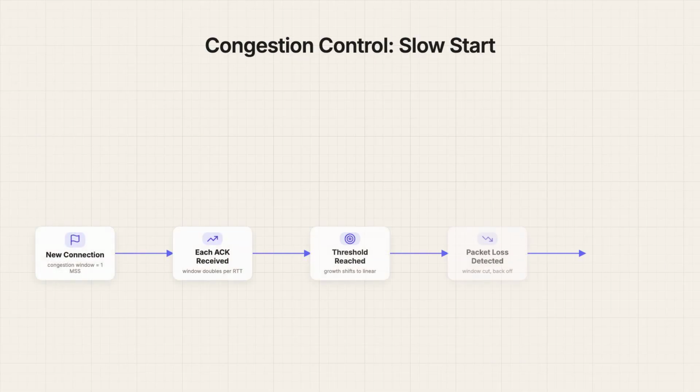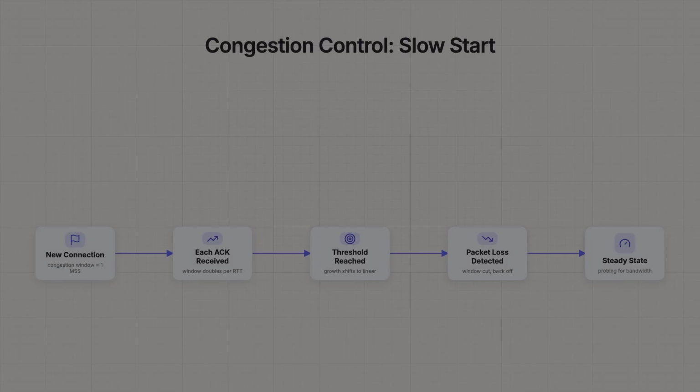Congestion control protects the network itself. TCP starts cautiously with a small congestion window and doubles it every round trip during slow start. When it hits a threshold, growth slows to linear probing. If a loss is detected, TCP treats this as a congestion signal and sharply reduces the window before growing again more carefully.